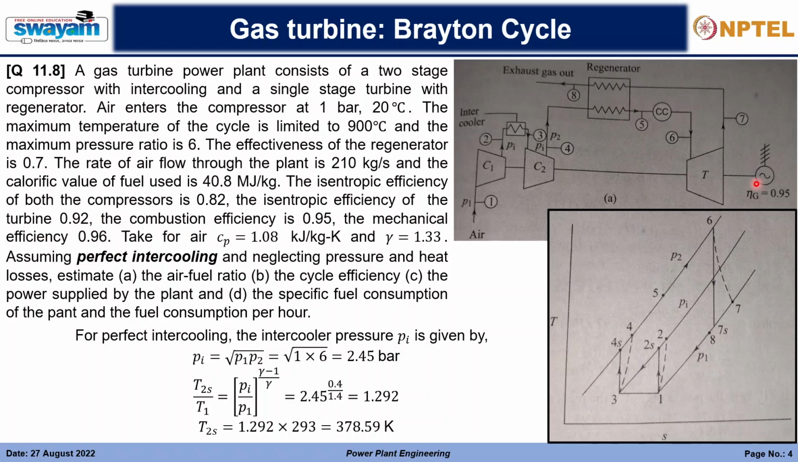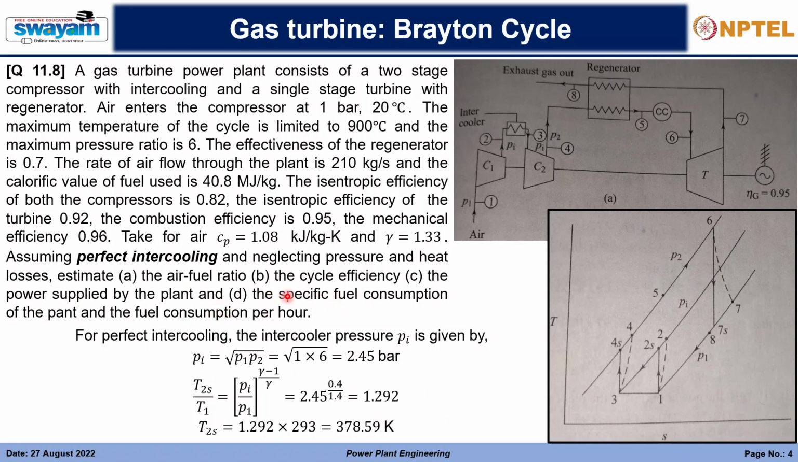Okay, so that will come after here. Take for air the Cp and the gamma, which are given, and assume perfect intercooling and neglect pressure and heat losses. Estimate air fuel ratio, cycle efficiency, power supplied by the plant, specific fuel consumption of the plant and the fuel consumption per hour.